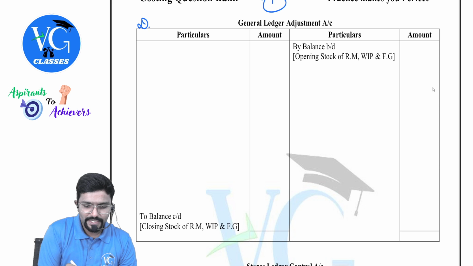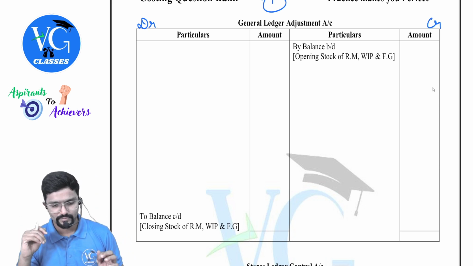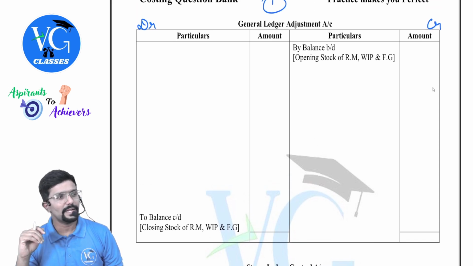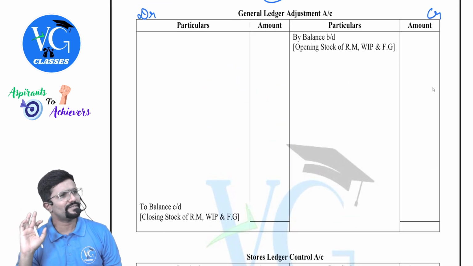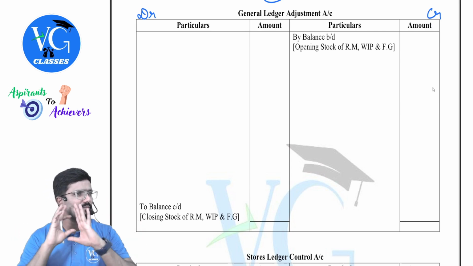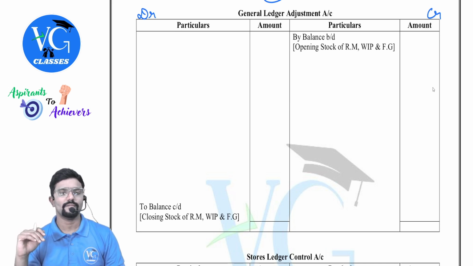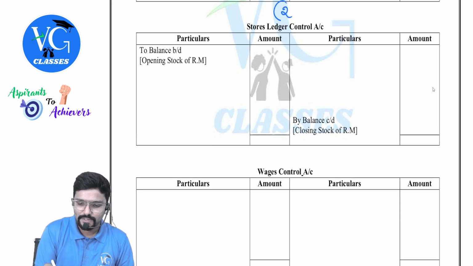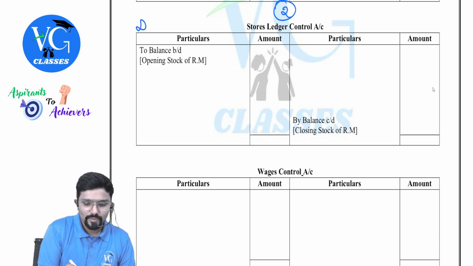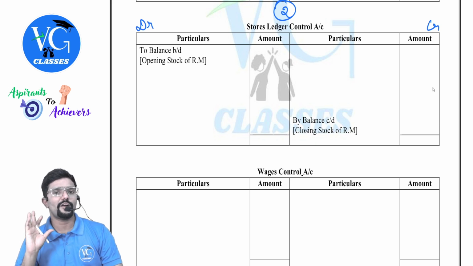You can always mention Dr and Cr for all the accounts, which is common. The opening balance and all we will take care of later. But just write the account name, format, and leave the space. Stores ledger is the second account. Opening balance and all, I will make you write. Don't worry. First, write the format.